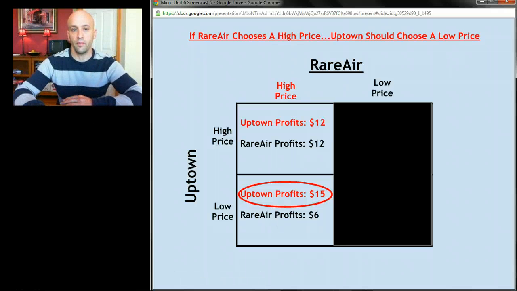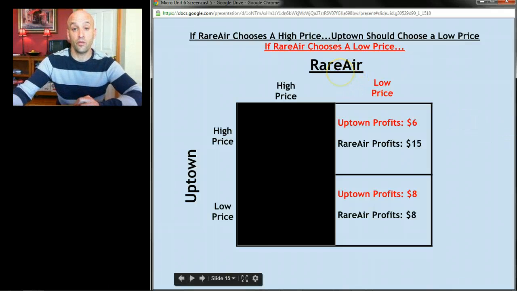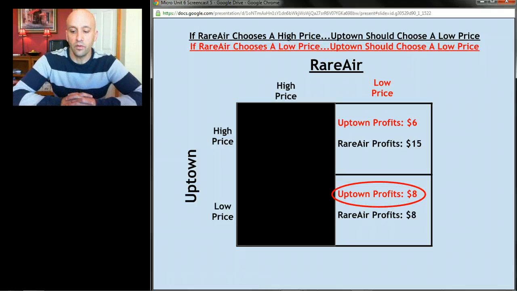Staying with Uptown for a minute, what if Rare Air didn't go with a high price? What if they went with a low price? So again, I'm going to block out that part of the matrix that we're not talking about. Now I'm assuming that Rare Air is picking a low price. Well, if Rare Air picks a low price and Uptown picks a high price, we're going to be in this box, and Uptown will make $6. If Rare Air picks a low price and Uptown also picks a low price, we'd be in this bottom box, and Uptown would make $8. So if Rare Air chooses a low price, you can see that Uptown has a better move. It's to pick a low price again.